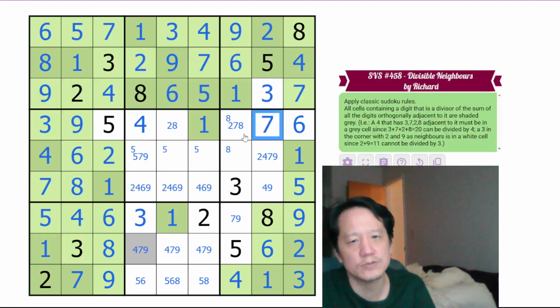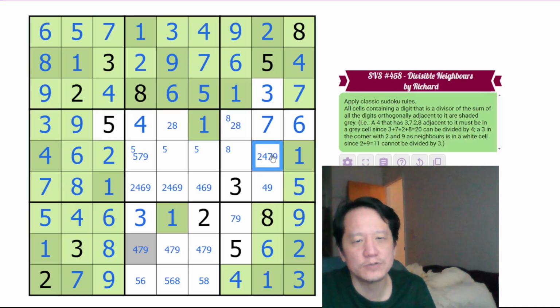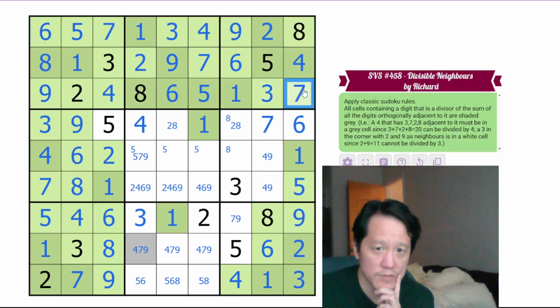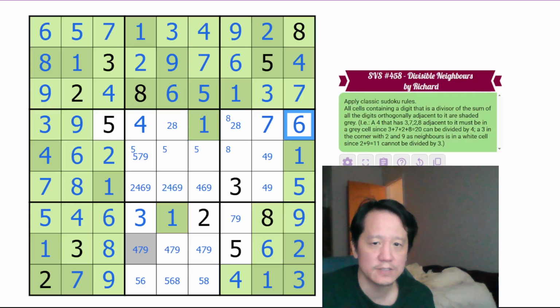So this cannot be 2. It's 7. Which means this can't be 2 or 7. So it's 4 or 9 as a pair. So now this is done. 6, 1, 7, and 7 is 15. 6 does not divide evenly into that.